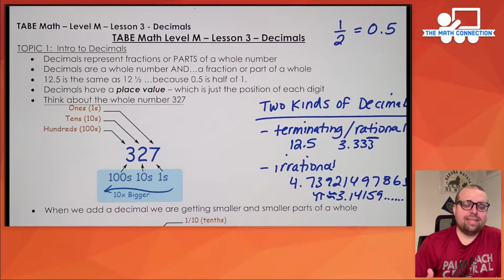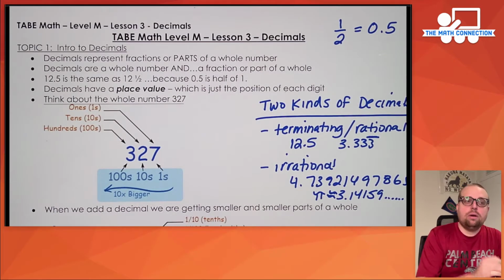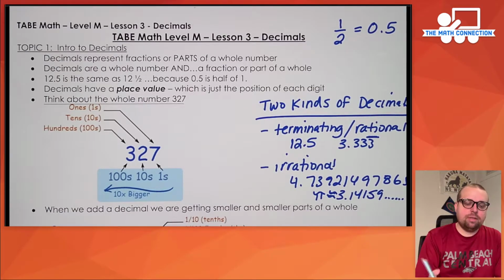So let's talk about place value. Let's transition to talking about place value. Okay, so place value basically talks about the placement of the digits that are in a number.